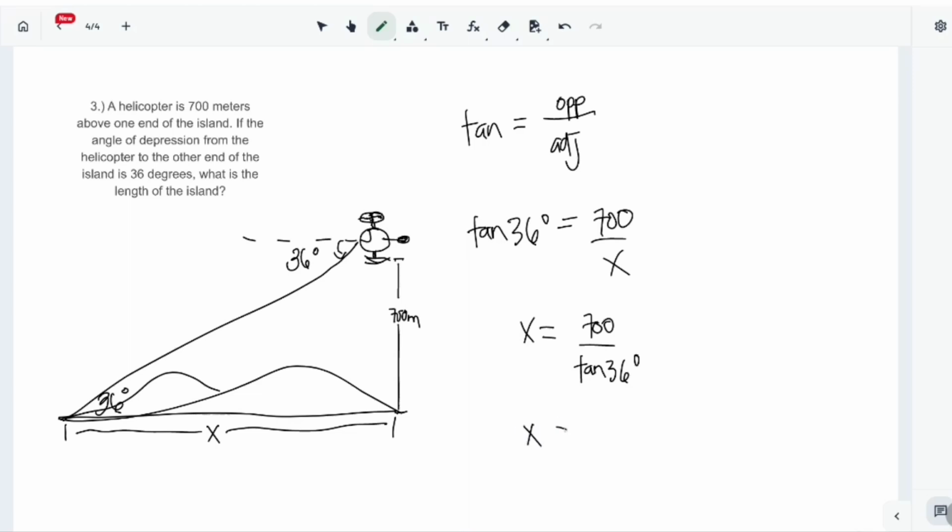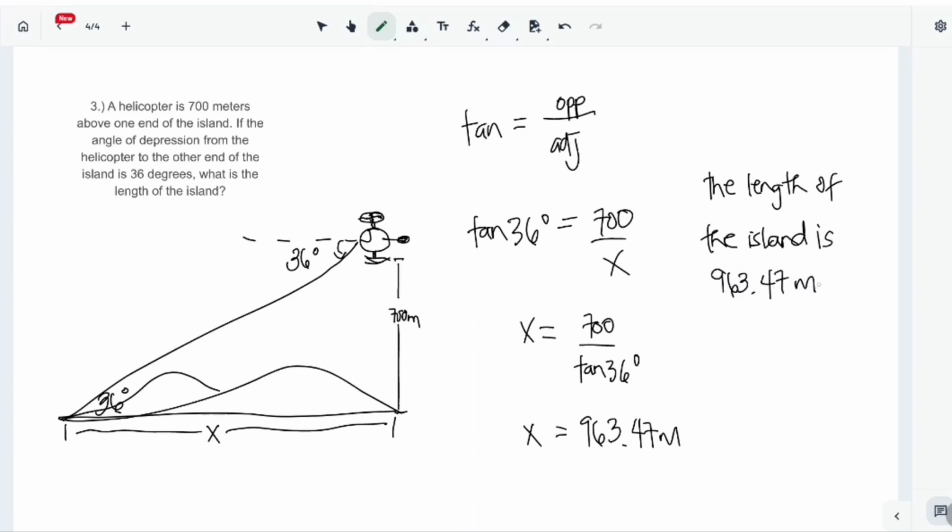And using your calculator, we'll arrive with the answer 963.47 meters. So conclusion, the length of the island is 963.47 meters. Or you can say that the island is 963.47 meters long. Okay? So hopefully this will help you para makapag-review po kayo.